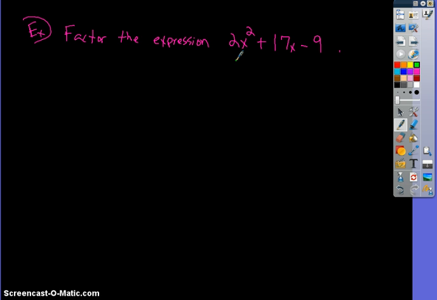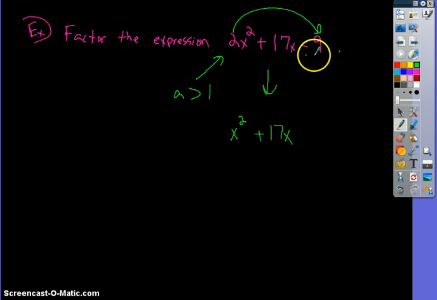In this case, a is greater than 1. So when this happens, we have to do it a different way. We have to make it 1. How can we make it 1? We've got to cheat a little bit. Take this 2, multiply it to the 9, giving you this new polynomial. Positive x squared plus 17x, 2 times -9 is -18.